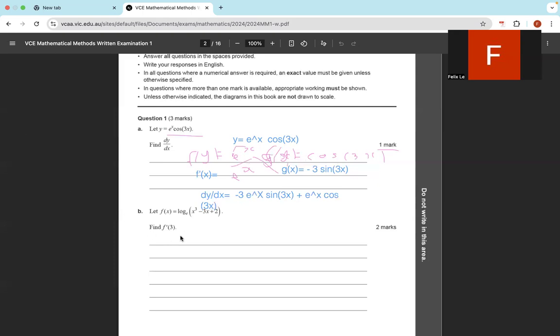Now, let's think about the log function. So we have f(x) equal to log_e (x^3 - 3x + 2). Now, to derive this function, we need to let the function inside be u. So we have u equal to x^3 - 3x + 2. Now we want to write f(x) in terms of u. So this turns into f(u) equal to log_e u, as you can see here.